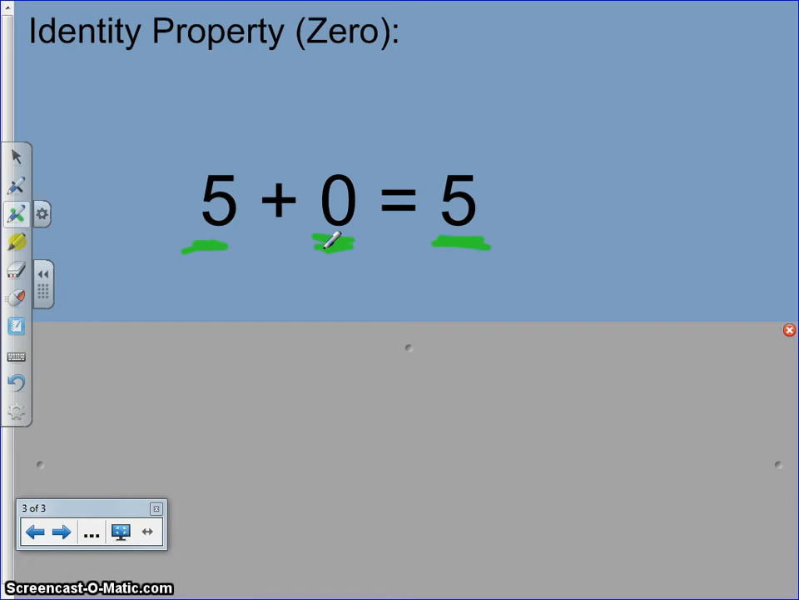Okay, so this is real simple. The zero property, the identity property. Whenever you add a number to 0, or if you add 0 to any number, it's always going to be that number. 5 plus 0 equals 5. 0 plus 5 equals 5. The number is going to keep its identity. It will not change. And those are the 3 properties of addition that we're going to talk about this year.